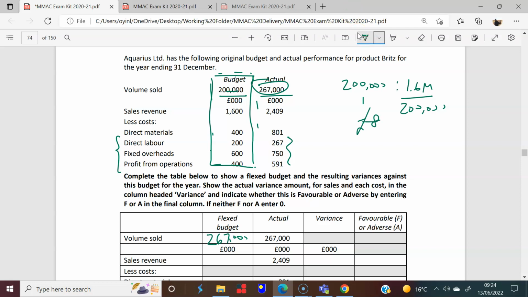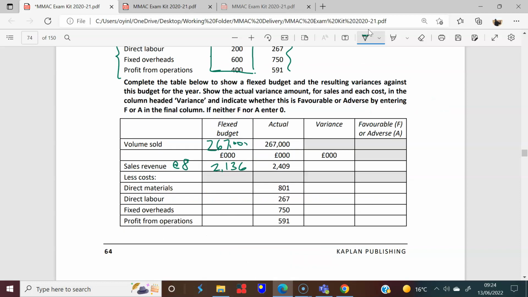Perfect. So it means, therefore, that I'm expecting you, when it comes to 267,000 units, to sell these 267,000 units for £8 each. So if I'm selling these at £8 times 267,000, I'm expecting 2136 in terms of revenue.